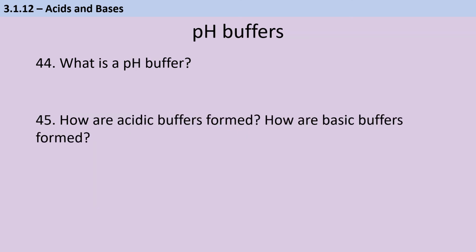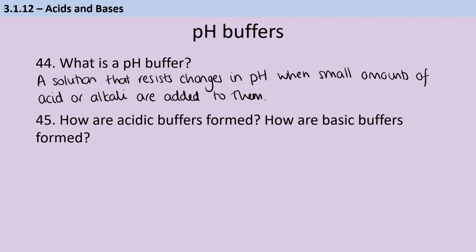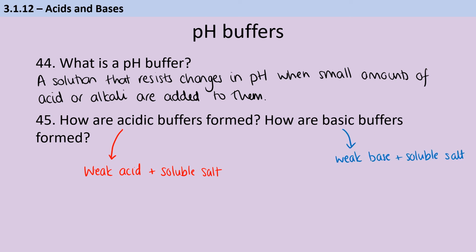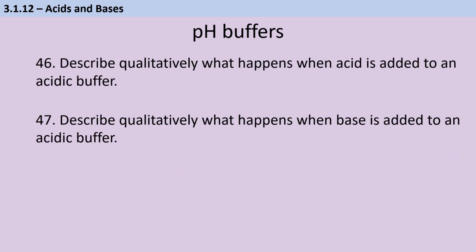A pH buffer is a solution that can resist a small change in pH when either a small amount of acid or a small amount of alkali is added to it. We form acidic buffers by taking weak acids and having them with their soluble salt, and this could either be by adding the soluble salt or it could just form as soon as you start adding a base to it, and then basic buffers are made from a weak base and their soluble salt.